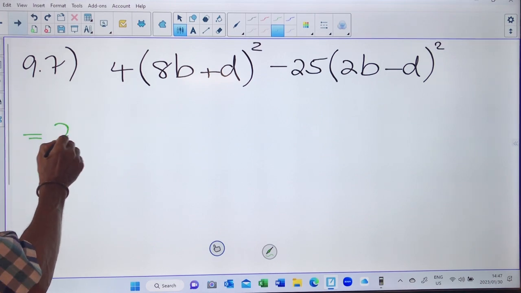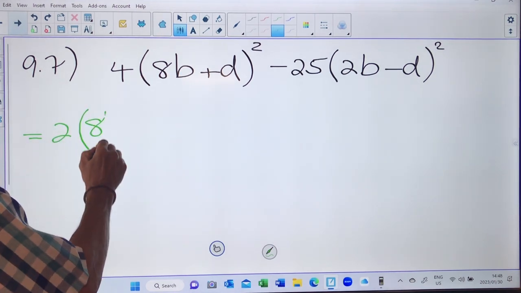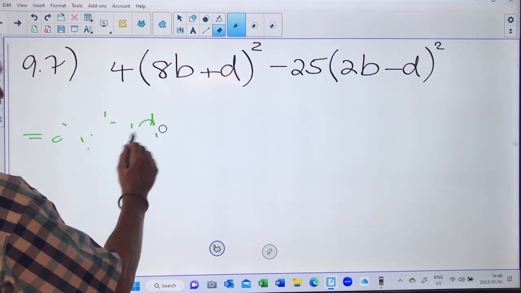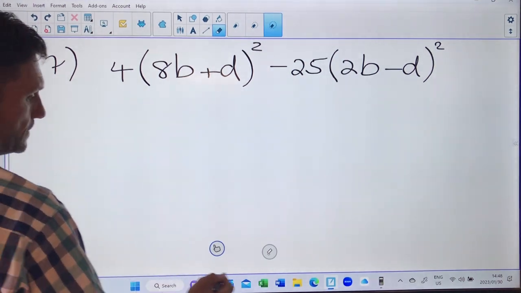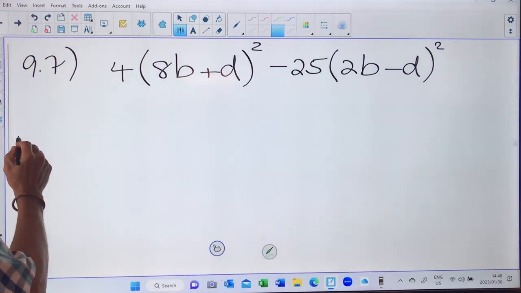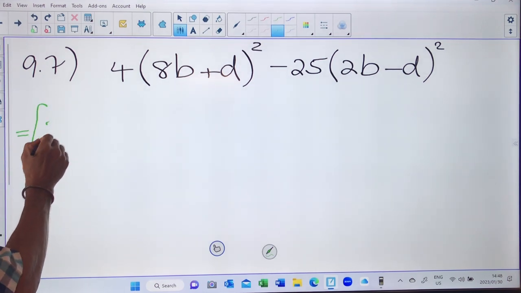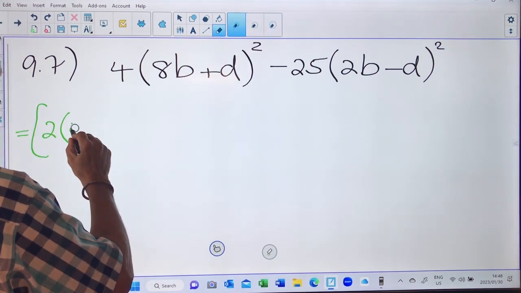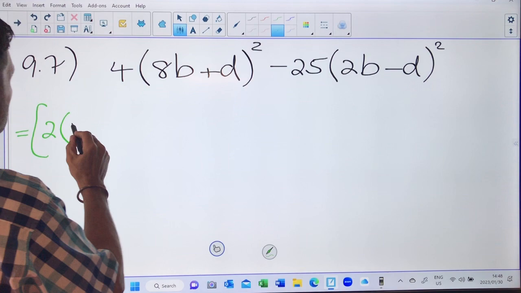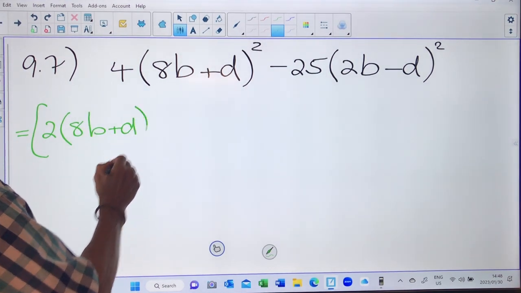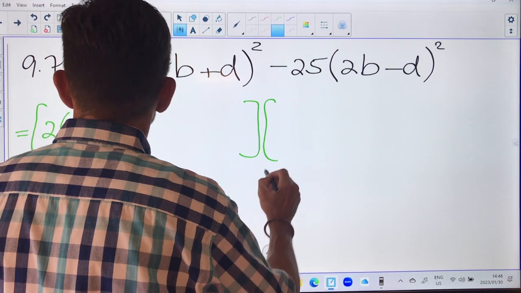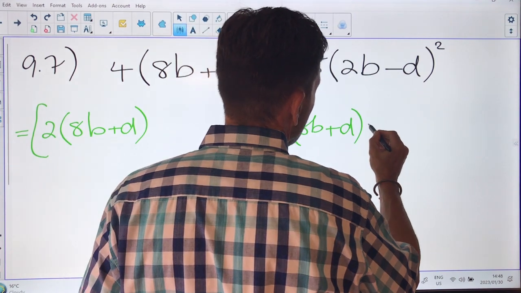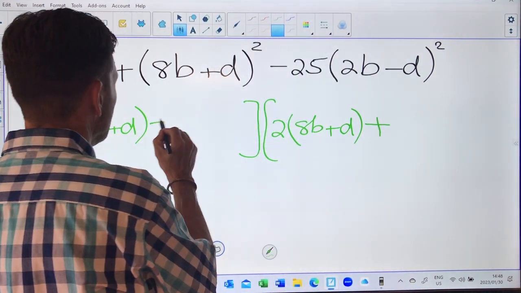Square root of 4 is 2. Square root of the bracket, 8b plus d. Let me just start over because I'm going to run out of space here. 2 times the bracket, 8b plus d. That's for my first bracket. I will have the same one here. One bracket is positive, one bracket is negative.